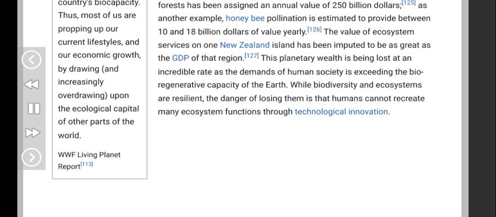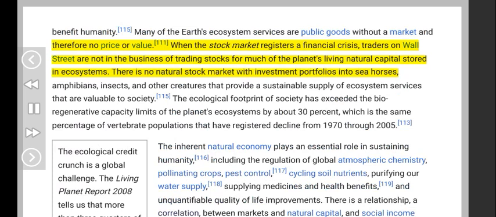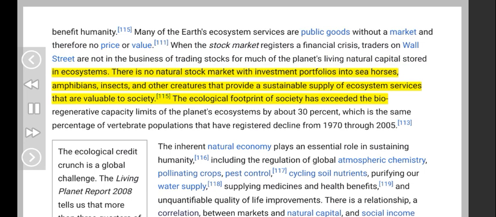Benefit humanity. Many of the Earth's ecosystem services are public goods without a market and therefore no price or value. When the stock market registers a financial crisis, traders on Wall Street are not in the business of trading stocks for much of the planet's living natural capital stored in ecosystems. There is no natural stock market with investment portfolios into seahorses, amphibians, insects, and other creatures that provide a sustainable supply of ecosystem services that are valuable to society.